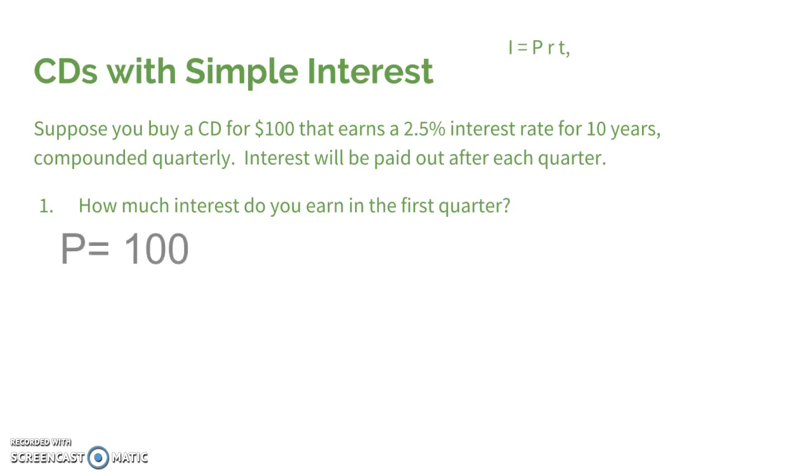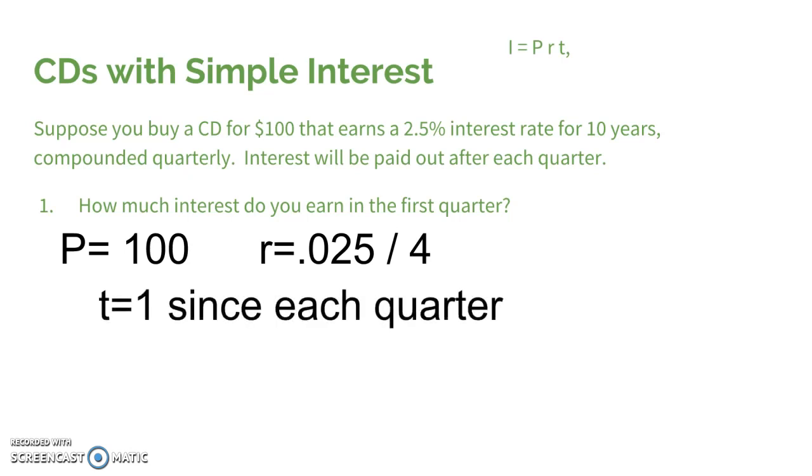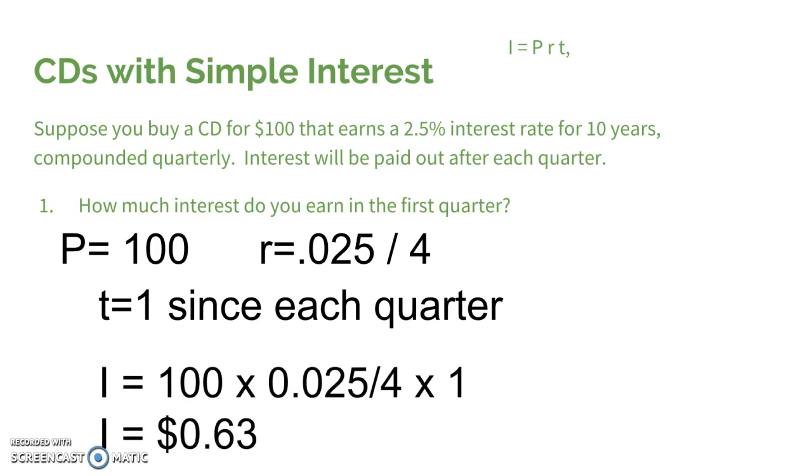Well, let's look here. Principal, it's $100. My periodic interest rate, 2.5% divided by 4 since it is quarterly. And the T, 1. Since we want to know how much will be earned in the first quarter, T will be 1. Put it in the simple interest formula. 100 times my periodic interest rate times 1 tells me that I will earn 63 cents in the first quarter.